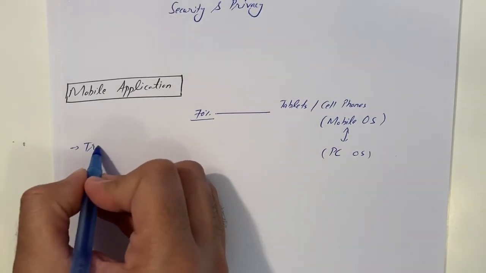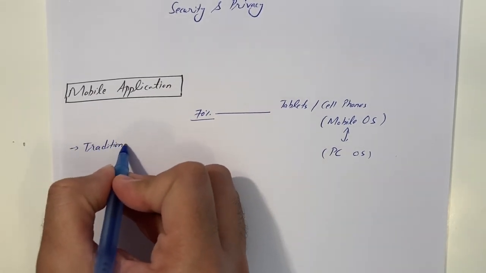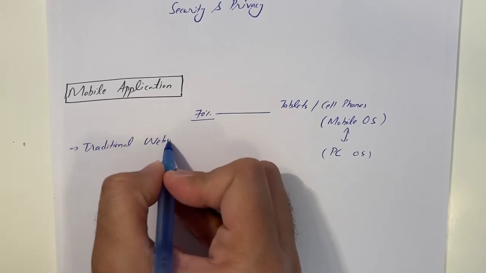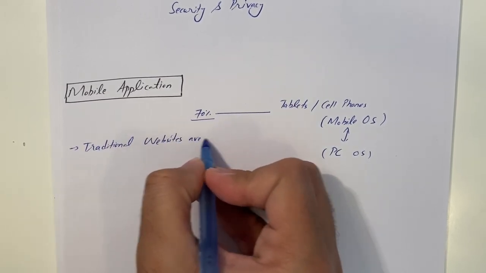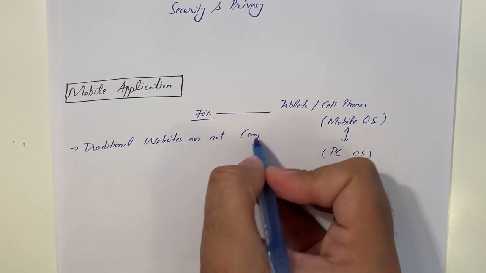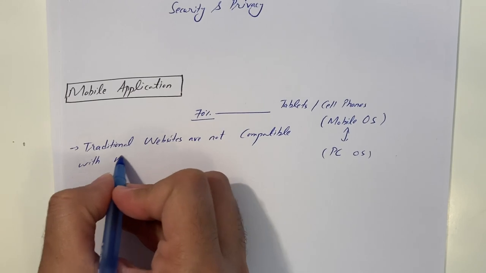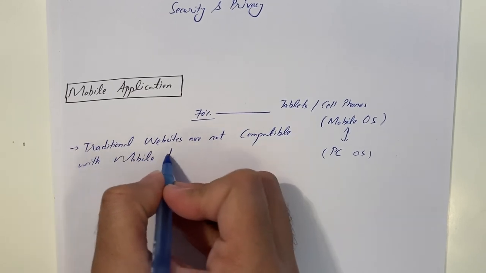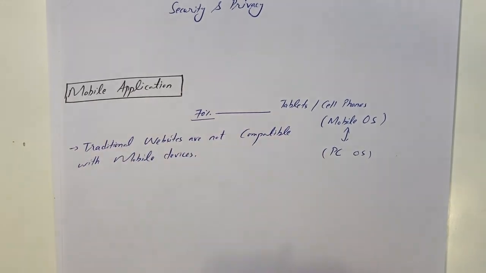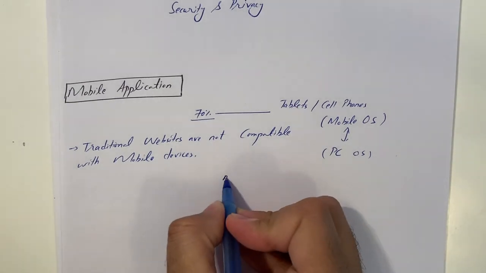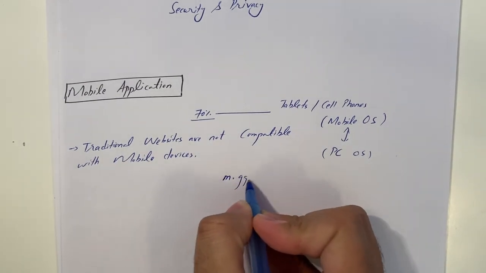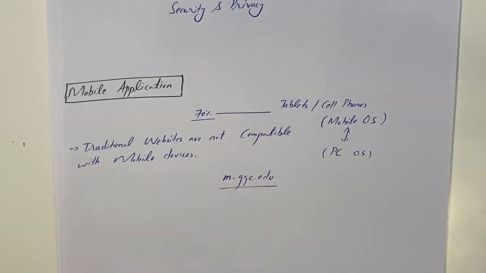with mobile devices. So what companies do is make a mobile version of the website. For example, if you visit ggc.edu, you will notice that the website will start from m.ggc.edu. It's a mobile version of that website.